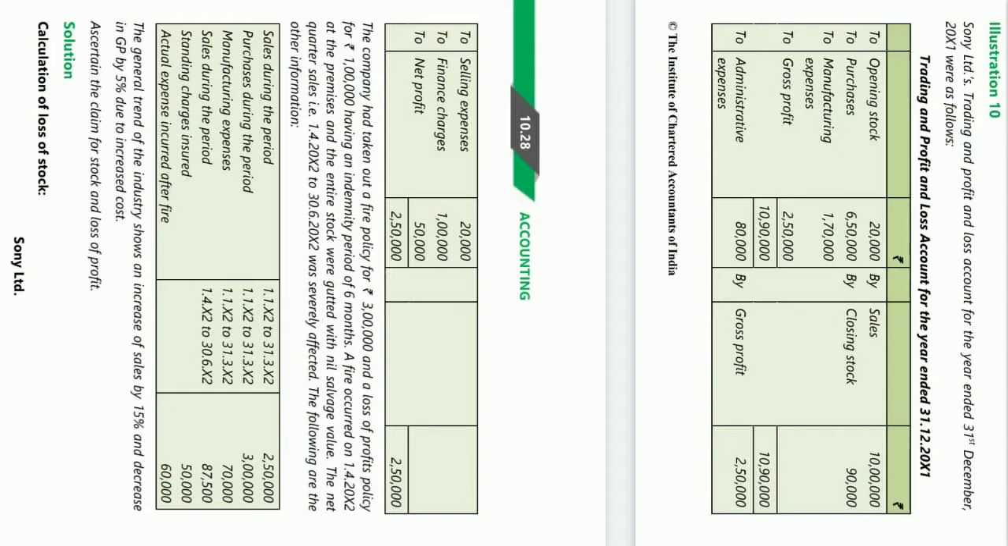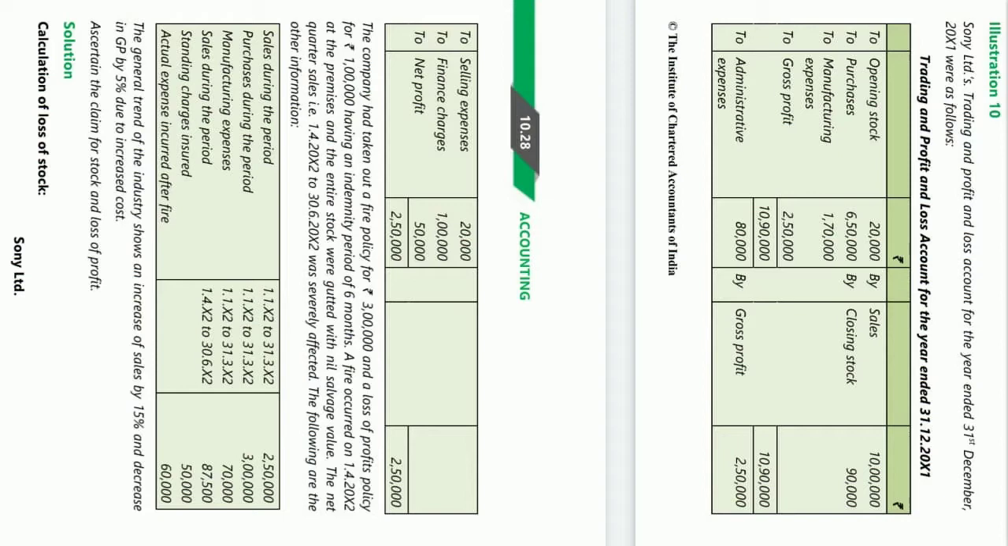So the previous financial year is given. The trading and profit and loss account is given. In that profit and loss account, the gross profit is 2,50,000 rupees, the net profit is 50,000 rupees, and sales are rupees 10 lakhs. So from the trading and profit and loss account, we can easily find out the rate of gross profit, because the gross profit margin is needed. Gross profit is 2,50,000, sales 10 lakhs. So 2,50,000 divided by 10 lakhs into 100 is equal to the gross profit margin.